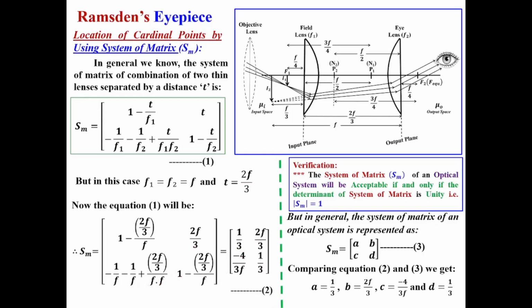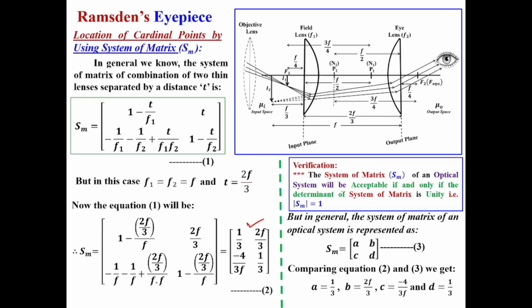Now if you want to verify this matrix, you can also verify. What is the need of the verification? We know that the system matrix of an optical system will be acceptable if and only if the determinant of the system matrix is unity. So if this is the system matrix of this Ramsden eyepiece, it will be acceptable if the determinant is 1. You just calculate roughly, take the determinant of this matrix, and you can find the value is 1. So this is the system matrix of this Ramsden eyepiece.